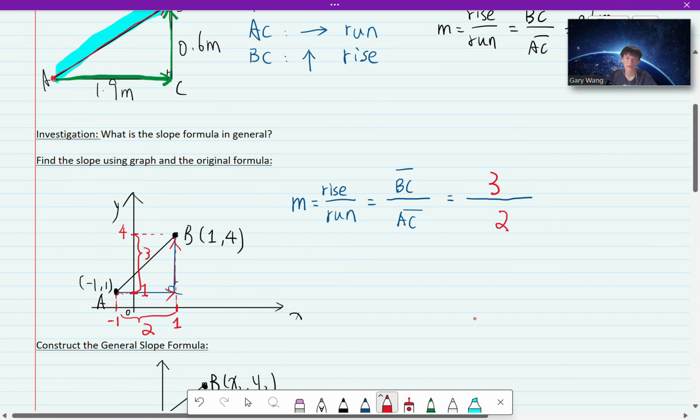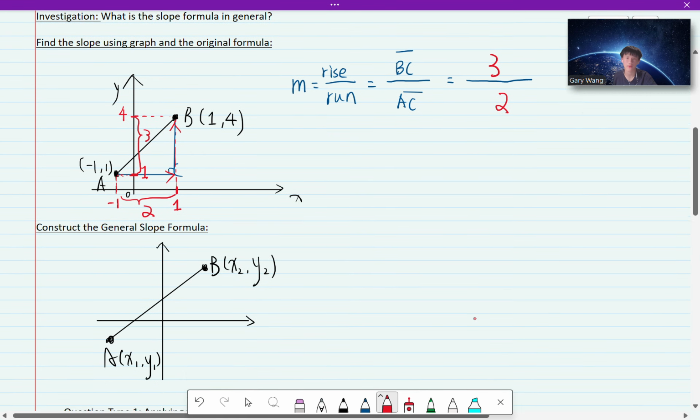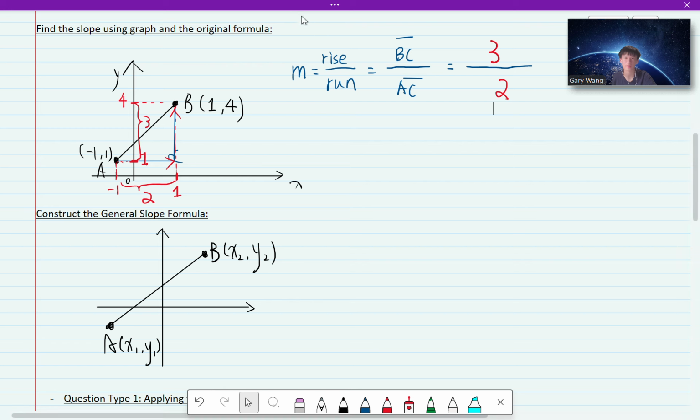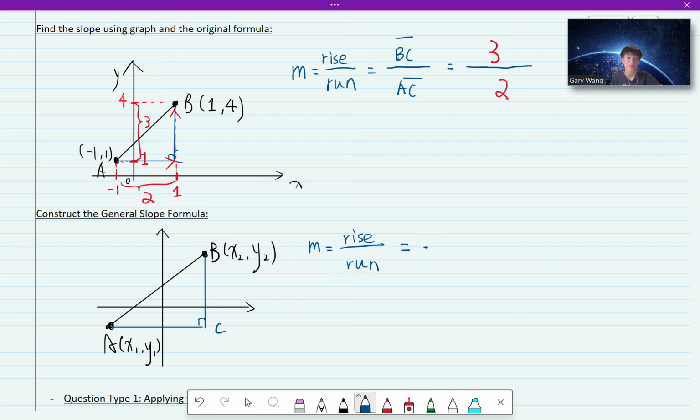Next, let's take a look at how we can construct a general slope formula. It doesn't hurt to construct a right triangle again. So we can draw something like this, just as what we did for the previous 2 examples. Make sure it's a right triangle here, and we can call it C. If we want to calculate the slope m, we can still use right over wrong as our starting point. Then we need to figure out what is right and what is wrong.